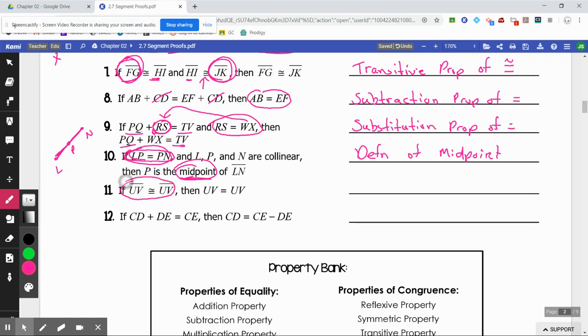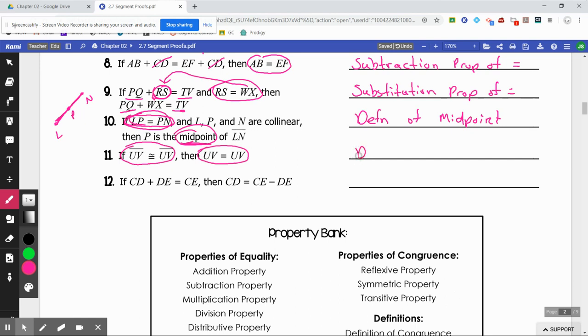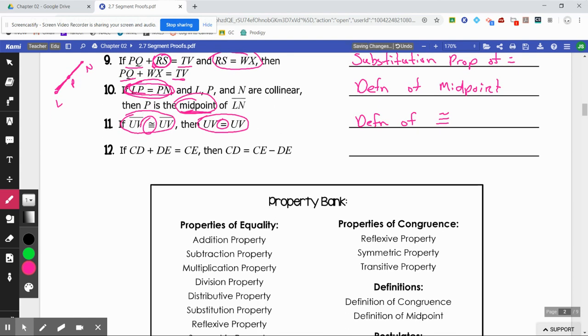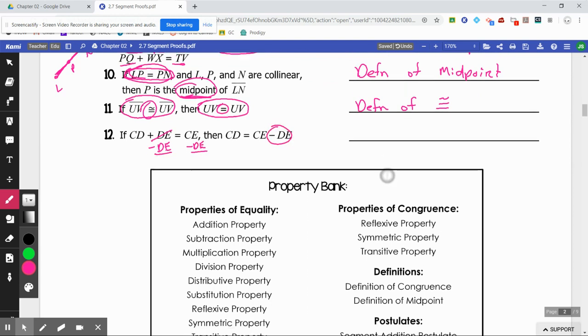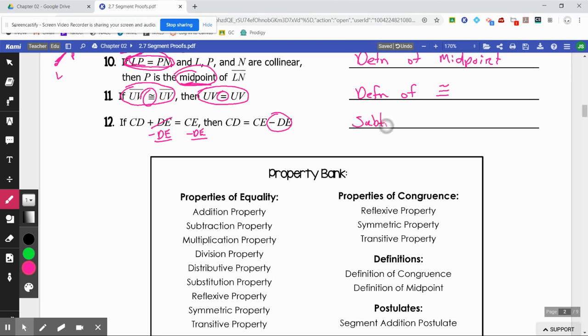If UV is congruent to UV, then UV is equal in length to UV. That is the definition of congruence. That's what congruence means, that if they're congruent, they're also equal. If CD plus DE is CE, then CD would equal CE minus DE. Well, how did we get rid of DE and move it to the other side? It was by subtracting. We subtracted DE from both sides, so that would be the subtraction property of equality.